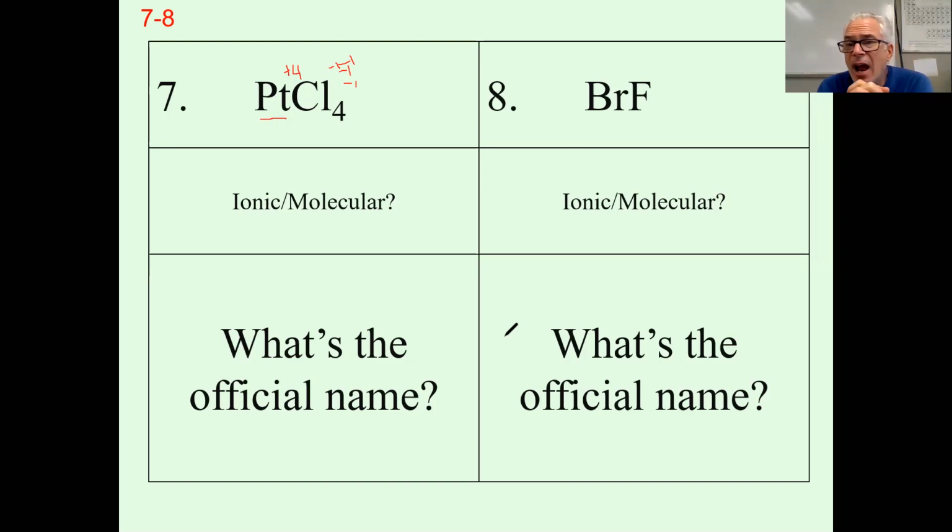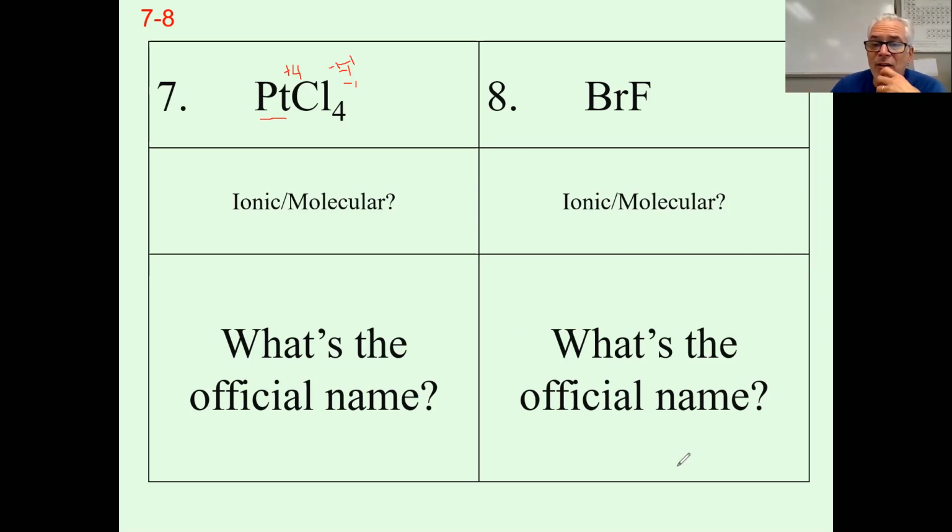On the other side, BrF. Br is a nonmetal. This is a molecular compound. Br is bromine, and F is fluorine, but when it's the second name, we change to -ide, so it's going to be bromine monofluoride. The first name doesn't need a prefix. The second name always gets a prefix.